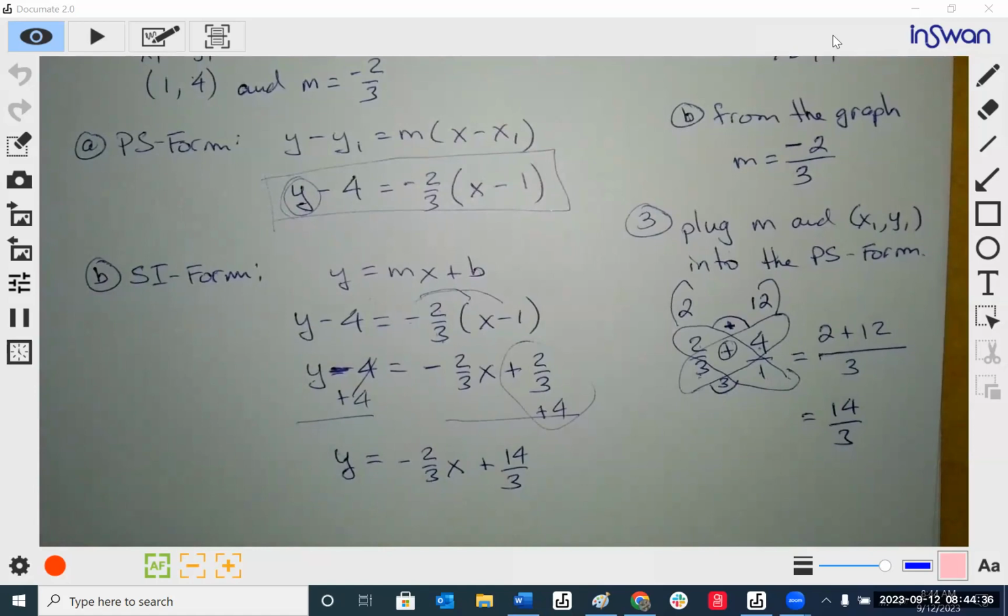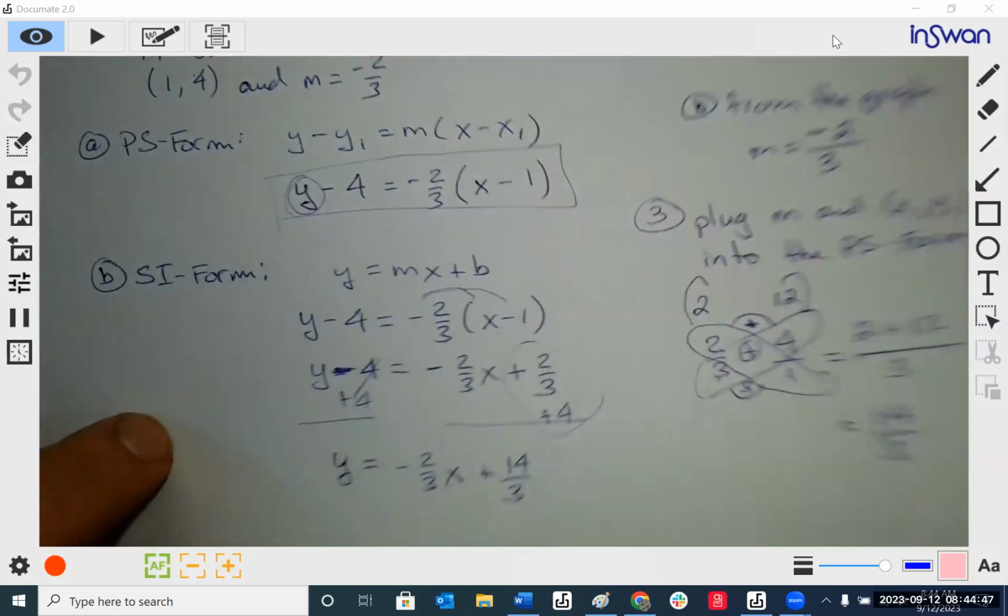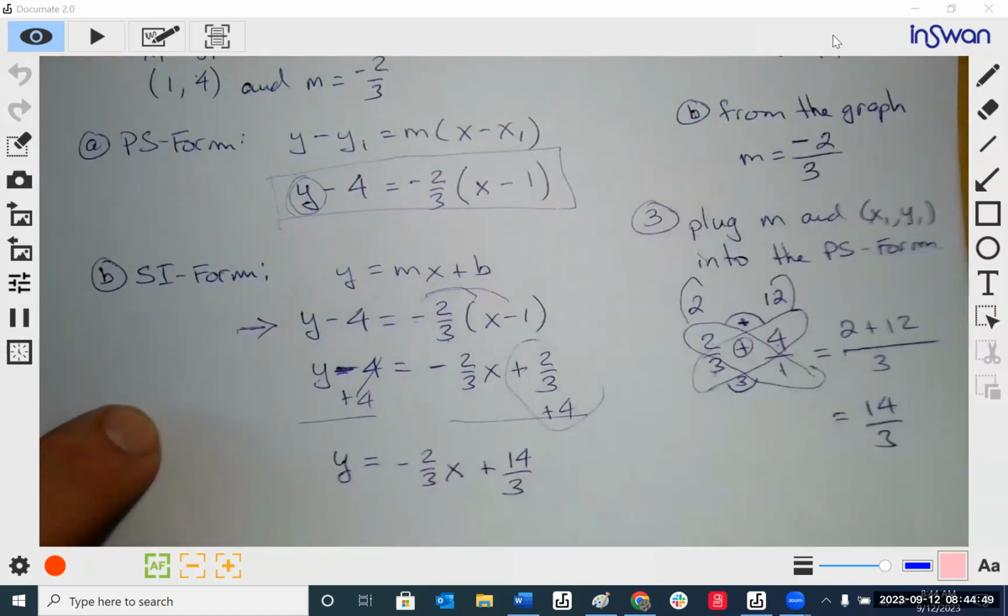Most of y'all, how many of y'all don't mind working with fractions? You're like me, I hate fractions because there are too many chances of errors. Let's start from this step. I'll show you what I do.